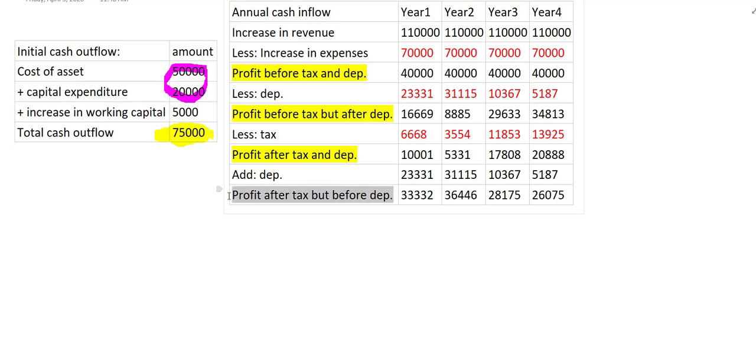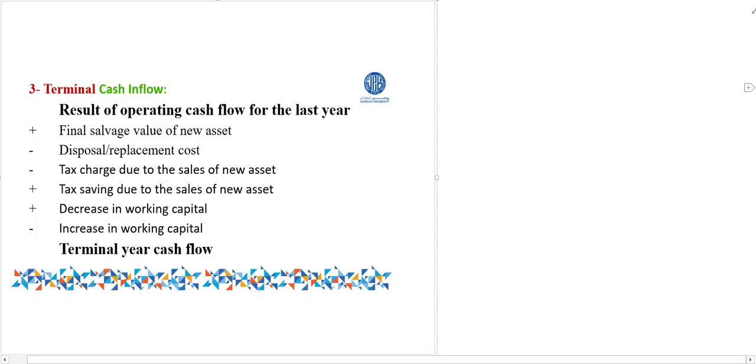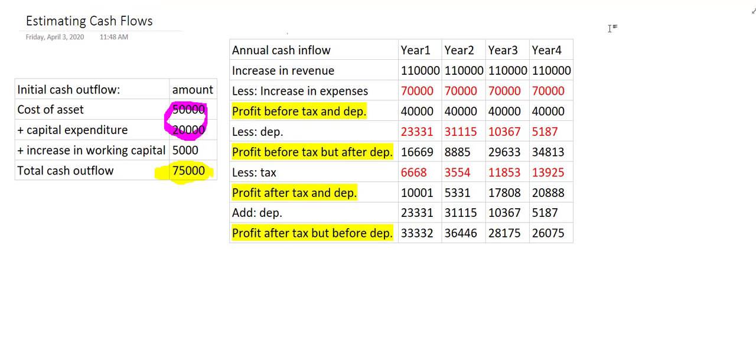So we have to make some adjustment for this one. If you are up to this point, it means we have calculated the second step. So we are in this stage. One more stage is remaining, and that is the last stage. So we have to see the terminal cash inflow. Once again, we have to make one more column for the terminal cash inflow. Let us say terminal cash inflow here itself.